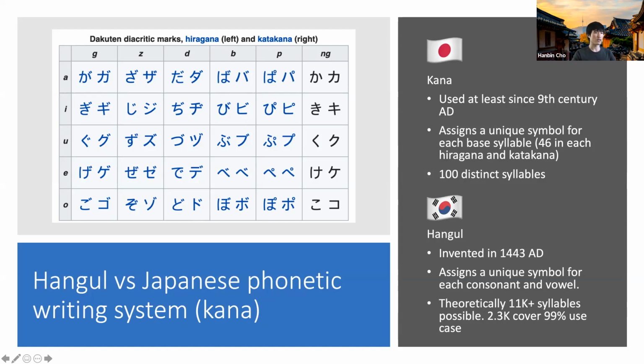Was there any interaction? Was Korean influenced by the Khan system? It's certainly possible since it came after several centuries, but I don't know too much about that. But it's definitely worth mentioning the difference where the unique symbol is for consonant and vowel versus the syllable.